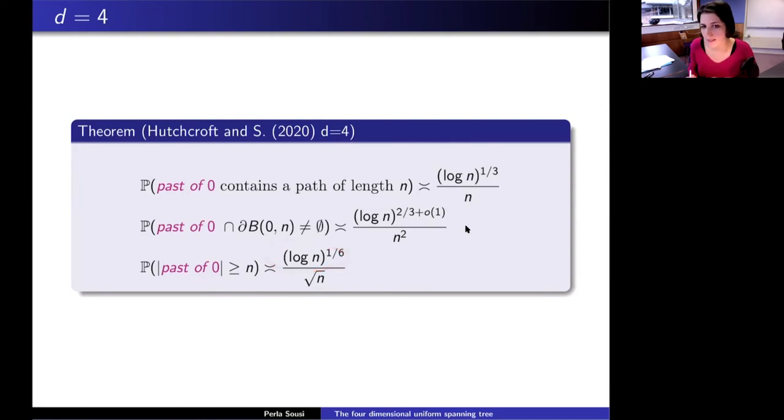Let me just say that the lower bound here, in the second case, we don't need the little o of 1 term. This is only in the upper bound, and I just want to say that the lower bound is the easy direction of this theorem.